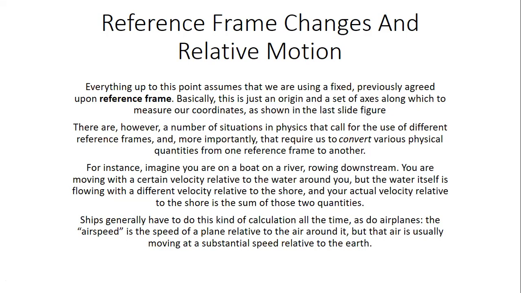For instance, just listen to this example. Imagine you're on a boat on a river and you want to row downstream. You are moving with a certain velocity relative to the water around you. Remember that as you are rowing, the water is also moving. The water is not stagnant. But the water itself is flowing with a different velocity relative to the shore. And your actual velocity relative to the shore is the sum of these two quantities.